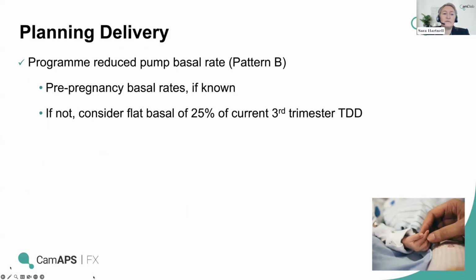And then when it comes to planning for delivery, we were proactively programming a second pump basal pattern. So ideally, if you knew the pre-pregnancy basal rates, just pop those back in. If not, then just a flat rate basal of about 25% of the current third trimester total daily dose will give you something safe for when the baby's delivered and the insulin requirements plummet.